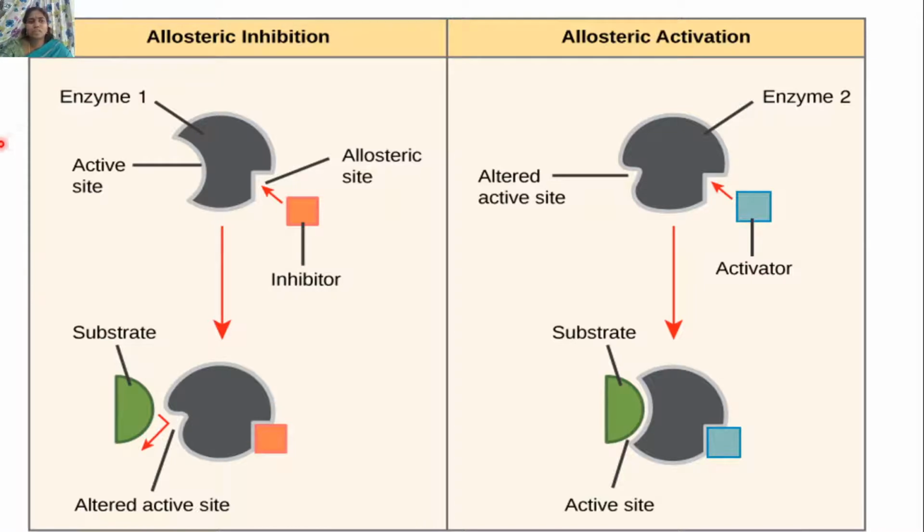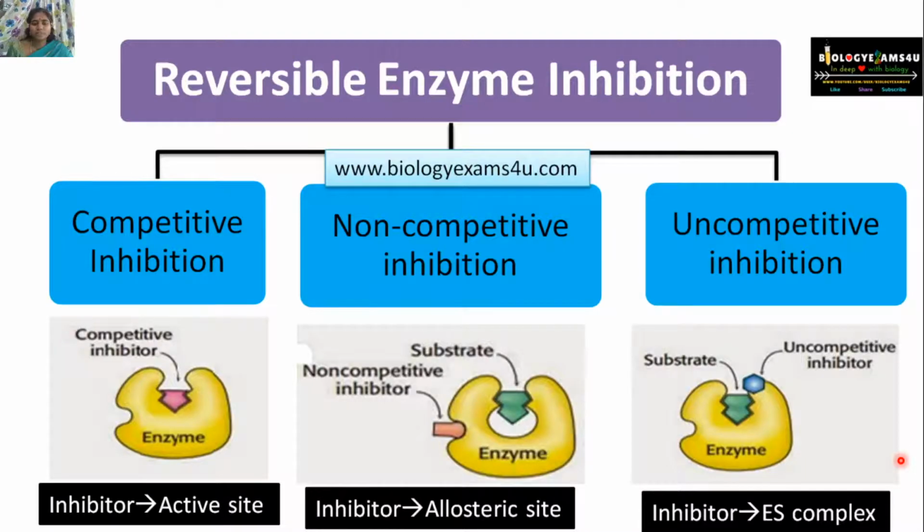The same picture: the enzyme with the active site and the inhibitor, where the altered active center cannot allow the substrate to bind. But the activator makes the binding of the substrate easier, so we call them allosteric activators. Allosteric modulators may be activators or inhibitors.